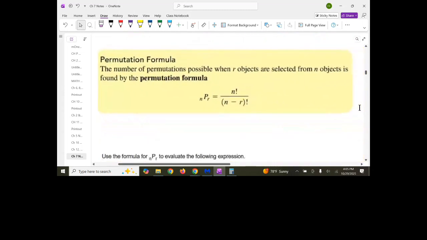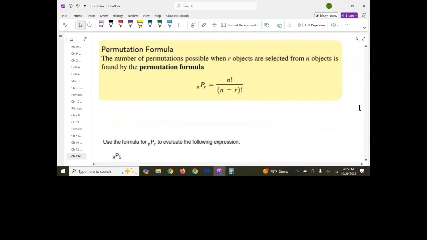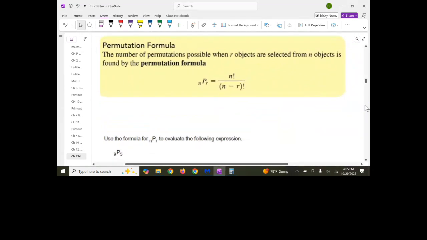So, y'all, there is something called the permutation formula. And the permutation formula says the number of permutations possible when R objects are selected from N objects is given by this formula. Okay, y'all, just like we did before, and Leo, I'm going to borrow your calculator again if you don't mind. Thank you, sir. Appreciate it.